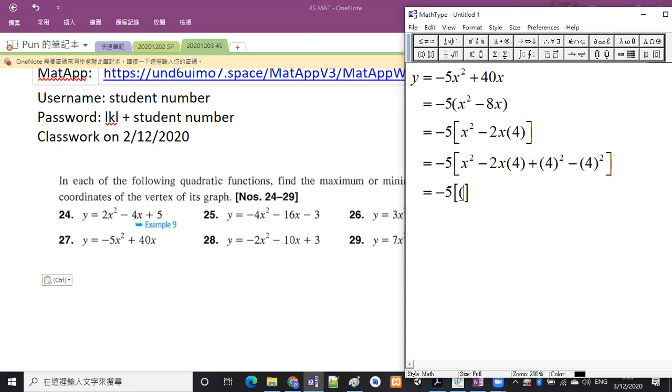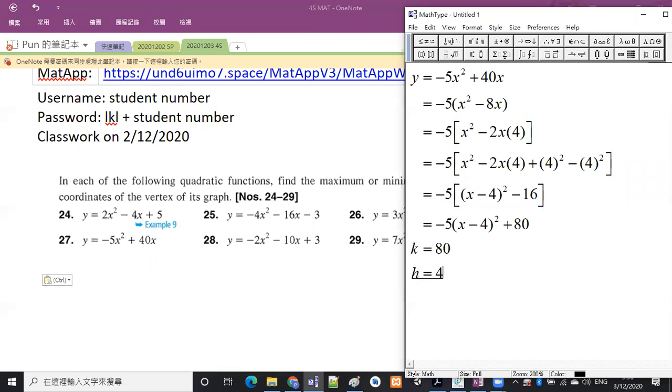So x squared minus 2xy plus y squared becomes x minus y bracket squared. And then minus 4 squared, that is 16. And then we will multiply the -5 back to the square bracket. -5 times x minus 4 squared and then plus 80. Okay, because there's no constant term originally. So this is already the final form, the completed square form. Okay, and then the k value will be 80. And the h value will be, when you put x minus 4 equal to 0, x is equal to 4. So h will be equal to 4.